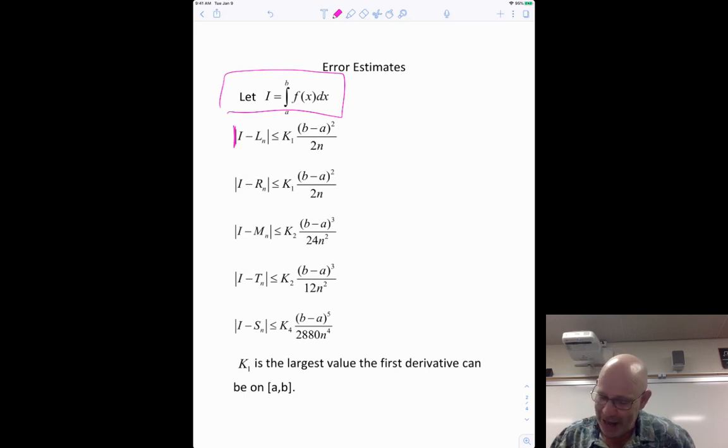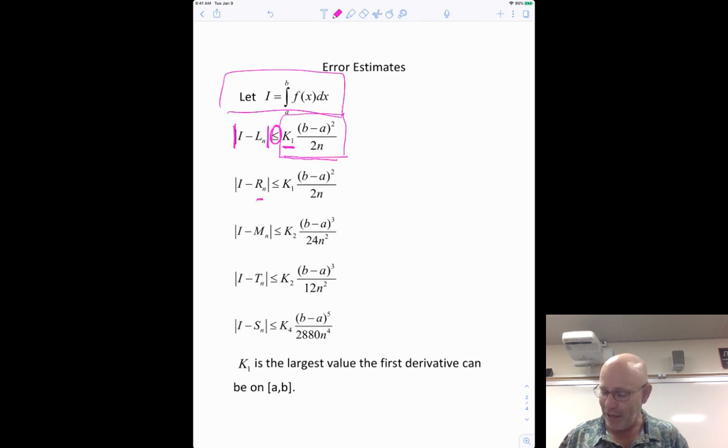What this says is the absolute value of I minus Ln, or the left-hand rectangle rule, is, how far apart are they? Okay, remember, we're never going to know the real integral, and actually it's not how far apart, it's at most, less than or equal to. Notice it doesn't say equal. So this would be like the biggest the error would possibly be. So the biggest the error can possibly be for the left-hand rectangle rule is (b minus a) squared over 2n times this number k1. I'll talk about what that k1 is in just a second.